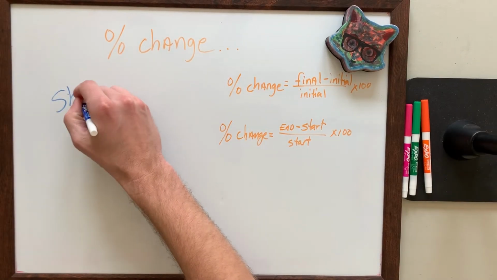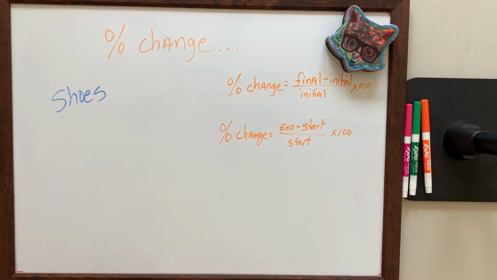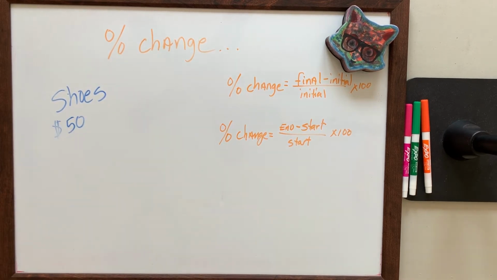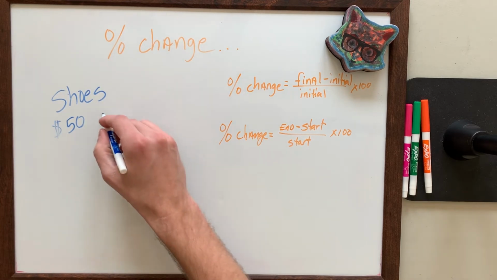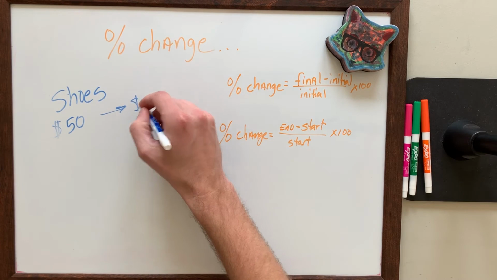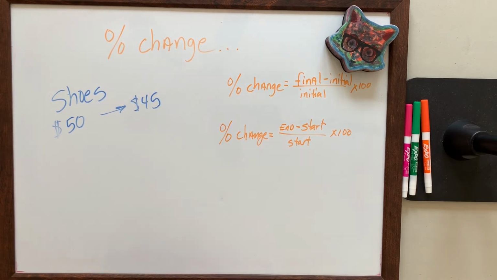All right, in this example, you've got a favorite pair of shoes, okay? These shoes have been $50 for a long time, and now it turns out through some kind of clearance sale that they are $45, okay? So the shoes were 50 and now they're 45, and what we want to find out is what is the percent change between these two numbers.